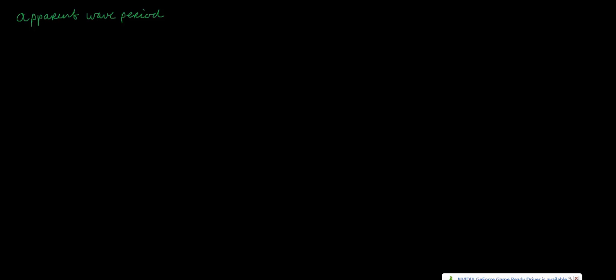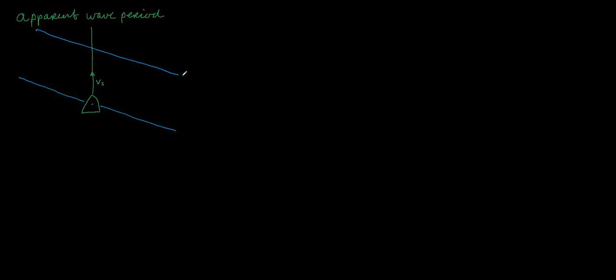Apparent wave period. So say we have a vessel over here, and the vessel is moving in this direction. Say we have here a vector v as the vessel speed. Now let's have a wave, more or less a wavefront here and here as well, and this is a wave crest, and that's not a wave crest. So we can see that the wave is moving in this direction.